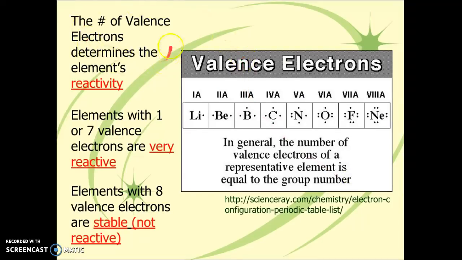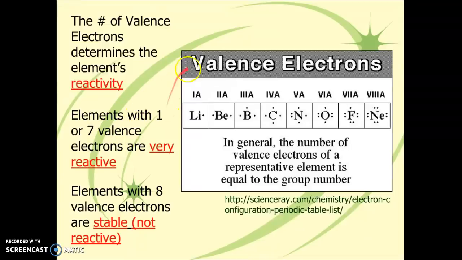Alright, so the number of valence electrons determines the element's reactivity. Right, this is why it's so important. Elements with 1 or 7 electrons are very reactive. The reason for this is it's really easy for an atom to get rid of 1 electron if it only has 1 in its outermost shell. It can give that to another atom, and then it's happy because now all of its shells are filled up. Right? If it has 7, it can then borrow an electron very easily from another atom, and then it's happy because now all of its shells are filled up.